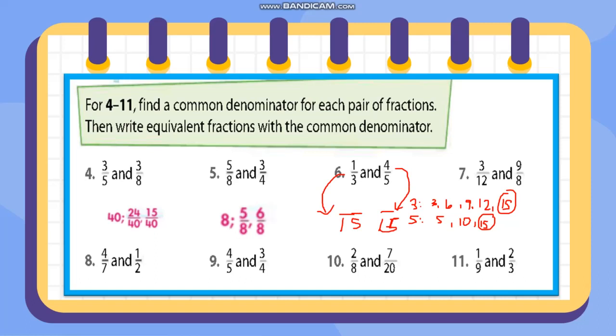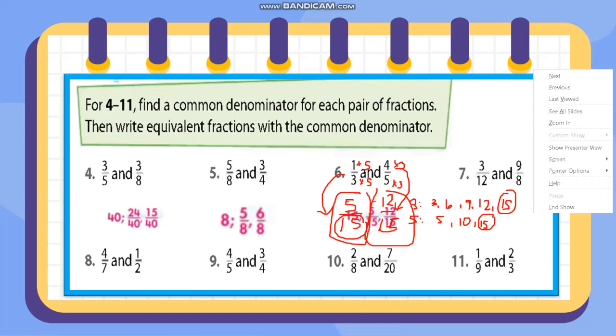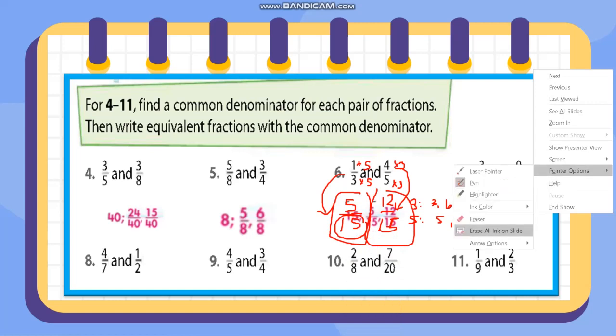Now, 1/3, what is the equivalent fraction of 1/3? How does 3 become 15? That is multiplied by 5. That's why it becomes 15. And 1 multiplied by 5 also, it should be 5. Now, how does 5 become 15? That is multiplied by 3. So I need to multiply this also by 3. So the answer is 12. So my common denominator is 15, and my equivalent fractions are 5/15 and 12/15. So that is the answer for question number 6.